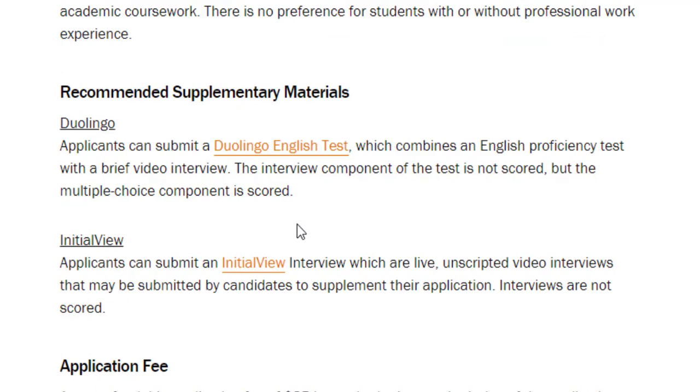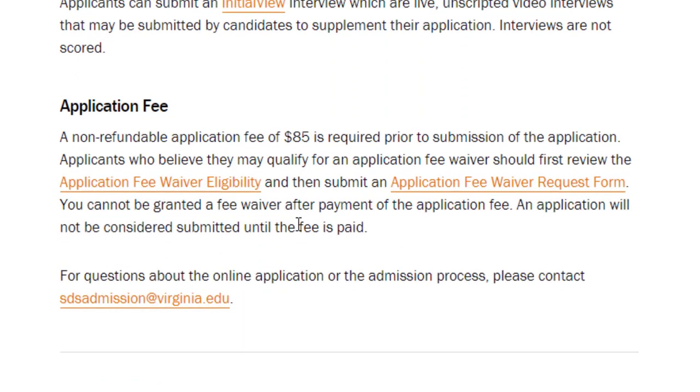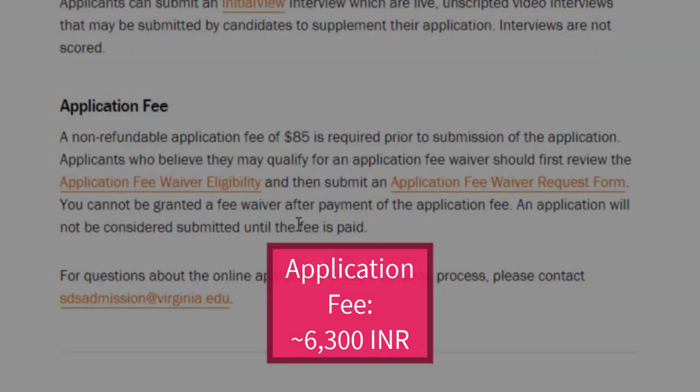Duolingo test. So there is a test called the Duolingo English Test, which combines an English proficiency test with a brief video interview. So you will be recording a video and then submitting that test to the University of Virginia. Similarly, there is an initial interview they also give, and you will have to submit that. And there is a non-refundable application fee of 85 US dollars, which corresponds to 6,315 INR.